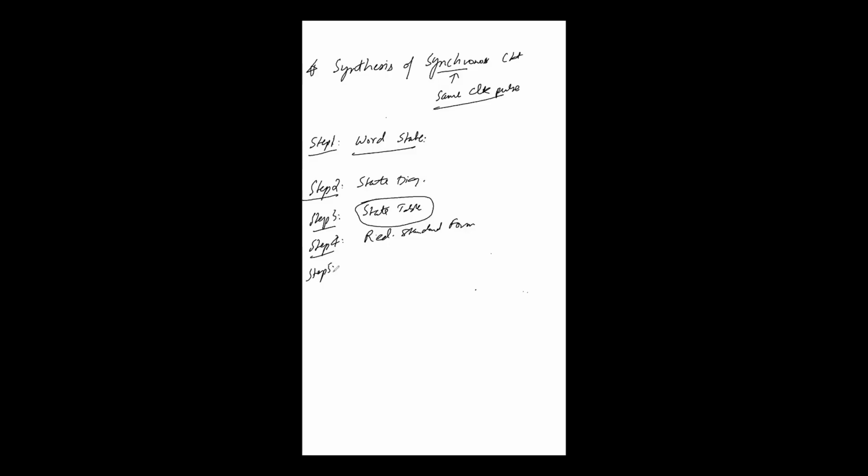Step number five is state assignment and transition table. Whatever word statement you have been given will be in the form of variables. In this state assignment, you have to give it a binary representation. We will see it again in the example. The next step is to choose the type of flip-flop and draw its excitation table.